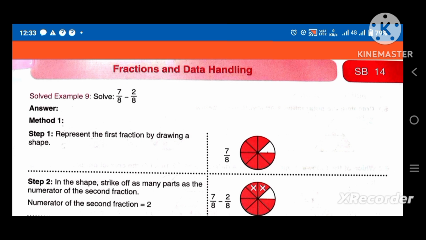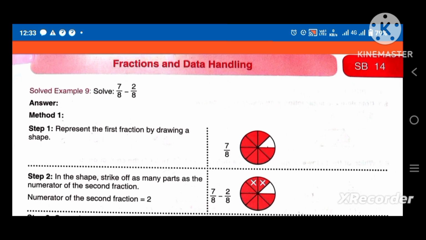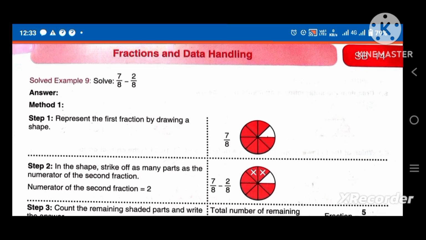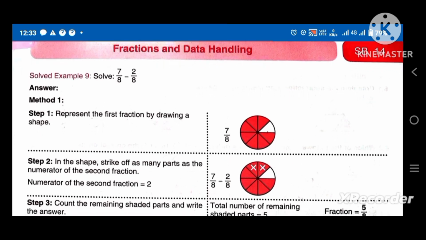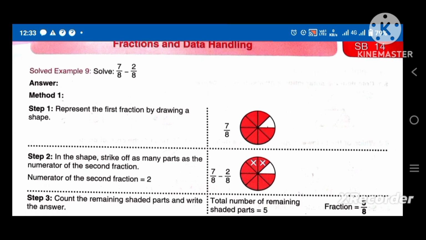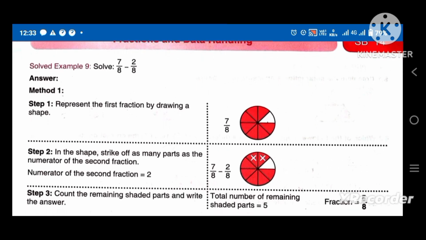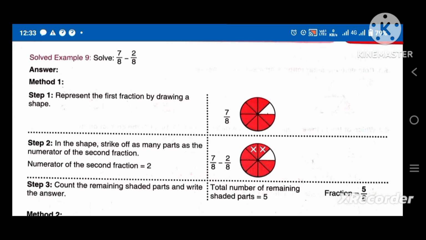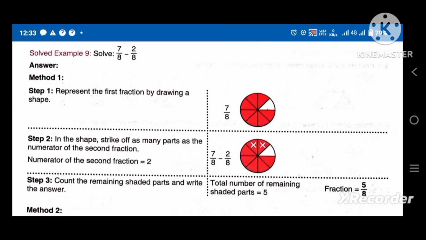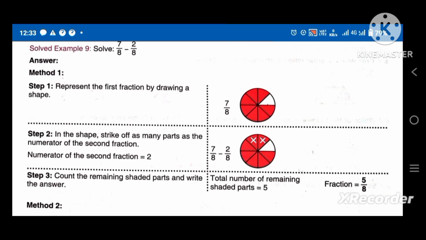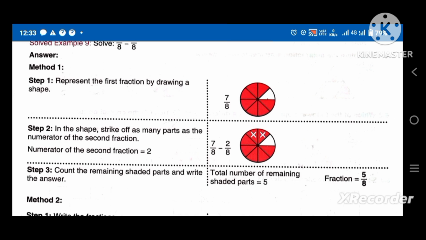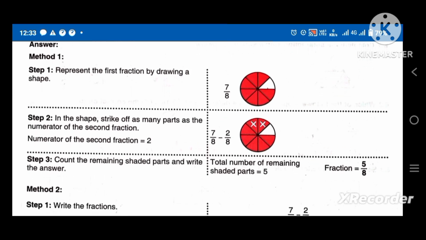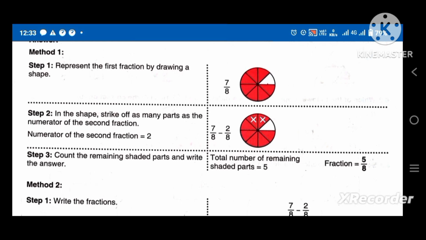Solved example 9. Solve 7 by 8 minus 2 by 8. Answer. Method 1. Step 1. Represent the first fraction by drawing a shape. 7 by 8: 8 parts we can make and 7 parts are shaded. Step 2. In the shape, strike off as many parts as the numerator of the second fraction. Numerator of the second fraction is equal to 2. That is 7 by 8 minus 2 by 8.